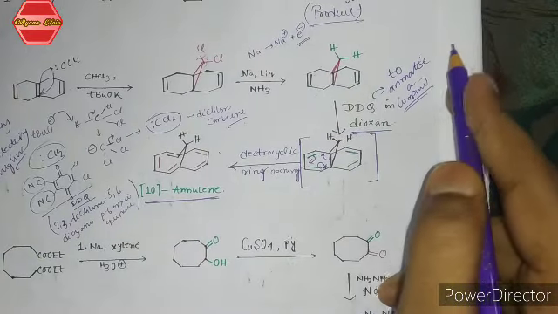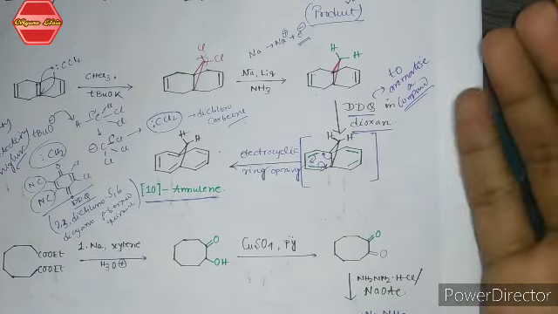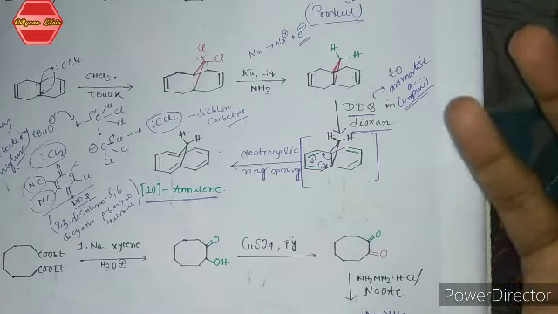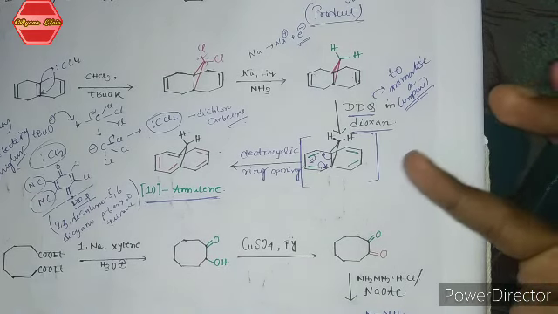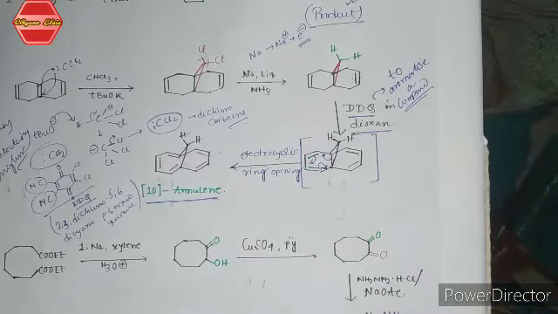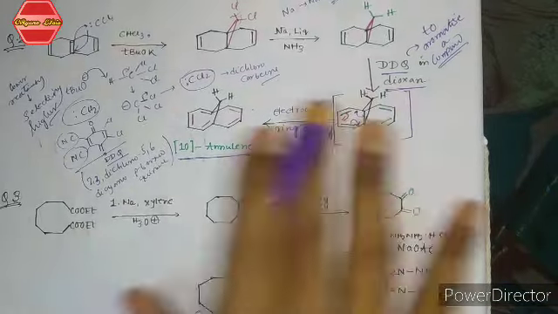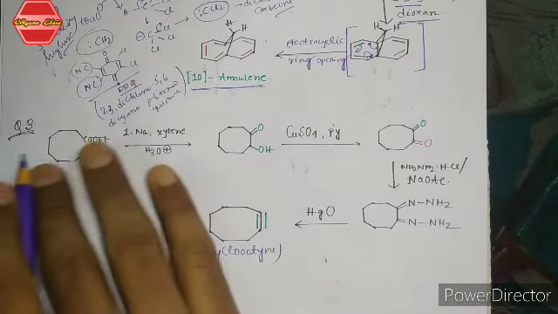So this is a very important concept of DDQ. DDQ has an important role: it will oxidize a compound, as well as convert a compound to an aromatic one, which has a tendency to aromatize. Now this is your overall question number 2. I think this is all about this question. Now let's come to question number 3.